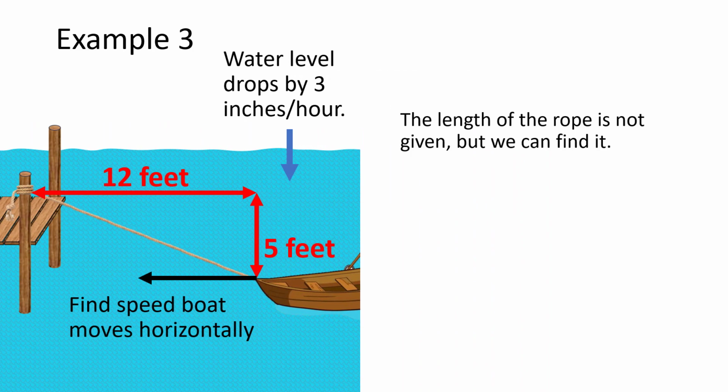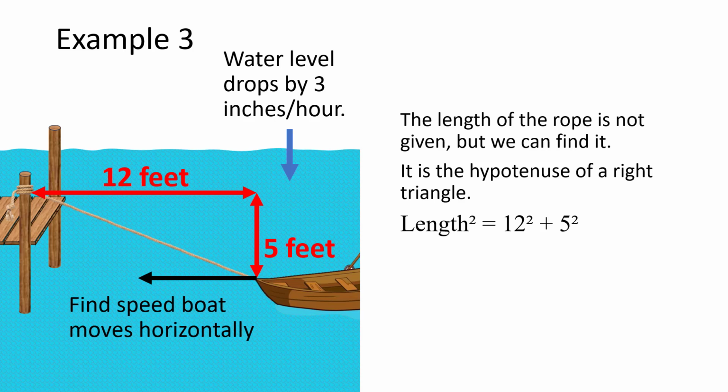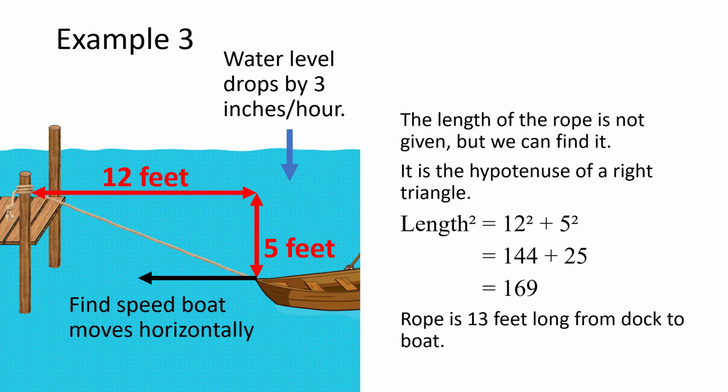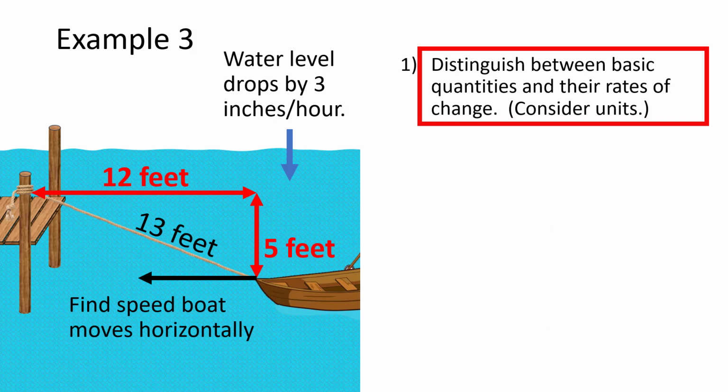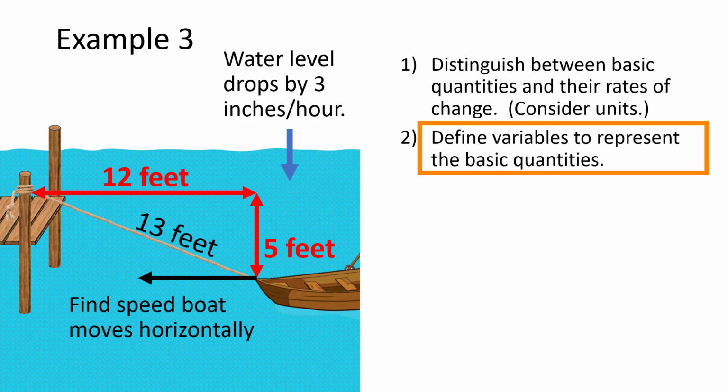We are not told how long the rope is, but we can find it. The rope forms the hypotenuse of a right triangle, so we can use the Pythagorean theorem. The square of the length of the rope is 12 feet squared plus 5 feet squared. From that, we find that the rope is 13 feet long. We have information about where the boat is and how fast it is moving. The basic quantities are the position information. The rate of change of position is the speed information.